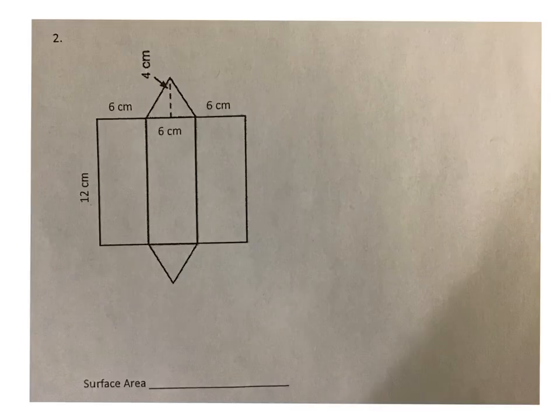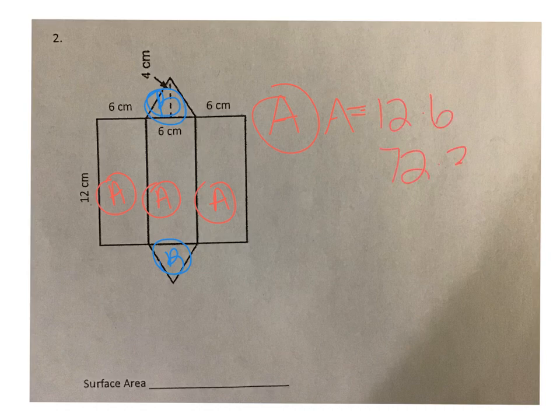So for this one, it's the same kind of situation. We're going to have our A, and A, B, and B. So again, the triangle or the rectangles could be different. In this case, they are going to be the same. For our A's, we're going to do 12 times 6, which is 72, times 3 because there's 3 of them, and get 216.